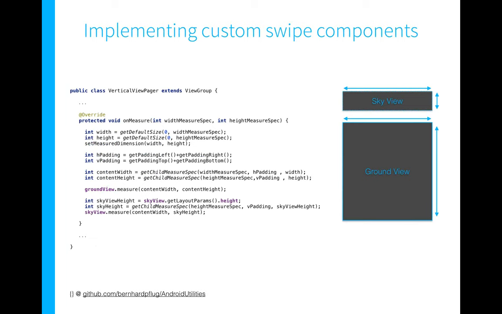So we use a framework method called default size, which also considers the mode of the measure spec. After that, we set the entire available space to the parent view itself. It's very important to set the measure dimension for the view itself, because if you don't do it at the end of the onMeasure method, your app will crash. So after setting the entire available space for the view itself, we're going to do the same for our children.